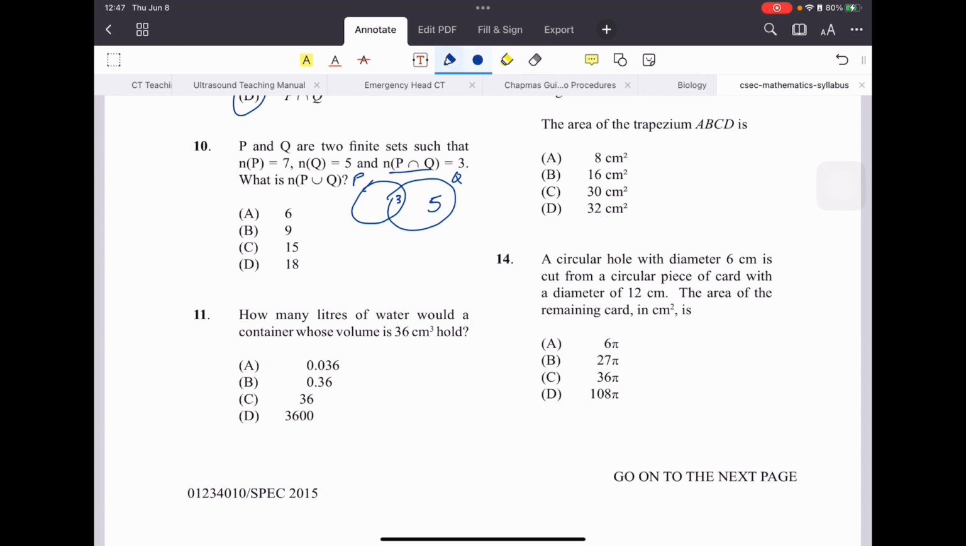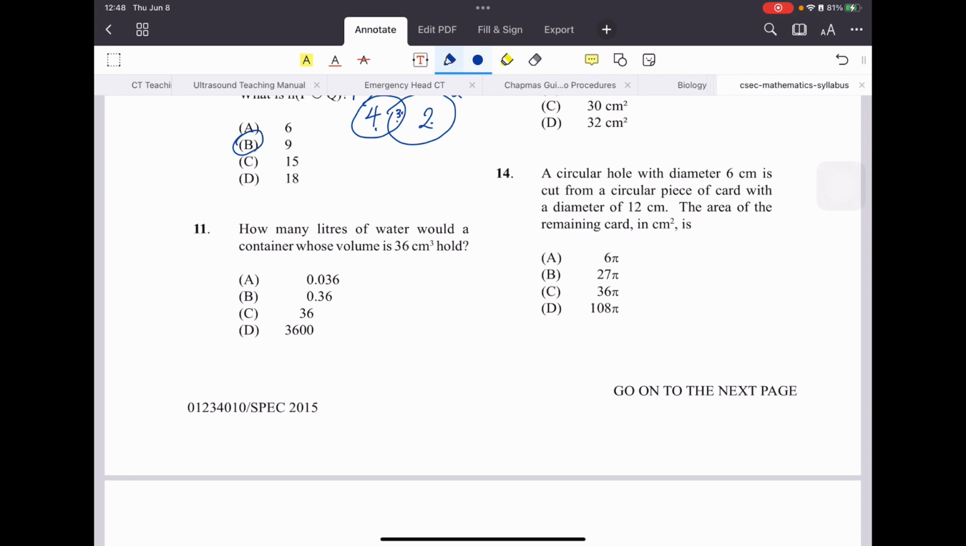It actually has to be 4. So 4 and 3 will give you your 7 for P. And not 5 here, but we'll have to put 2. So the 2 and the 3 will give you your 5 for Q. So all you have to do now to find the union is add these 3 numbers together. So you'll get 4 plus 3 is 7, plus 2 is 9. Okay, so you need to pay attention to this question because this one can trick you.